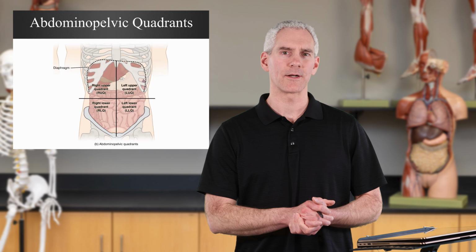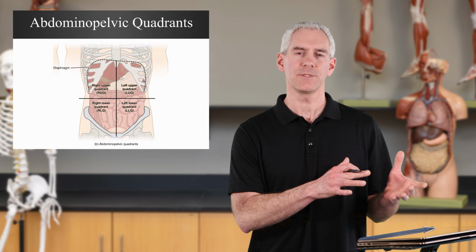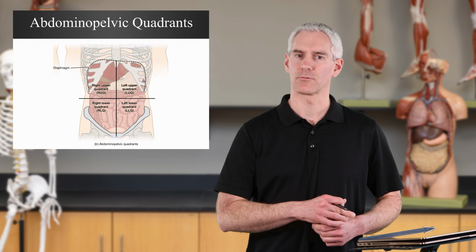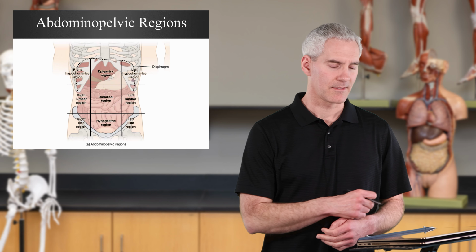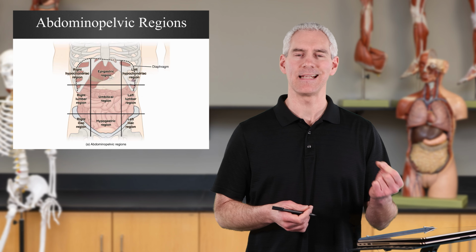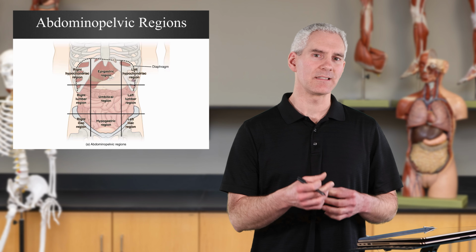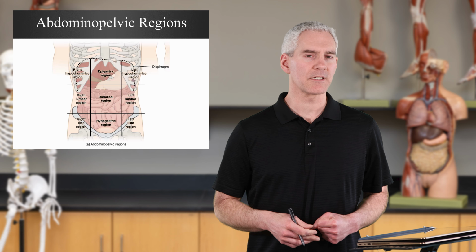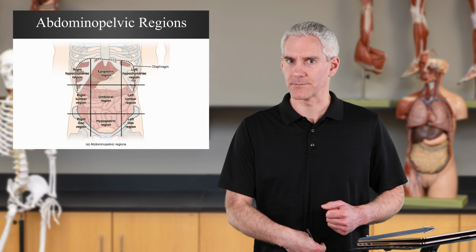The abdominopelvic quadrants aren't the most useful. We'll get to one in a second that's more useful. But just be aware the idea of left upper, left lower, right lower quadrant. Now that's more simplistic. The little more complex one is the 9 abdominopelvic regions. These are a little more precise because they break things down to a little bit better area. Let's start with the umbilical region.